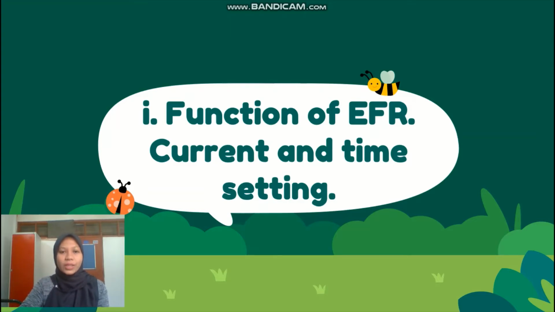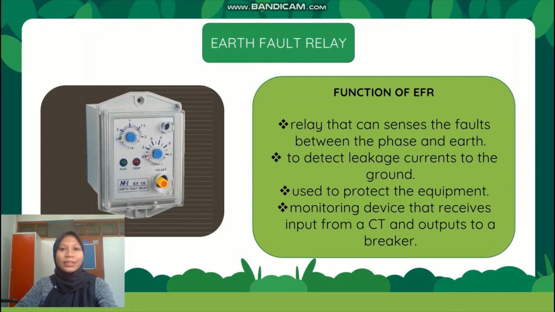Okay, so for question number 1, the question is: the function of EFR, current and time setting. This is the figure of the earth fault relay, a type of relay that can sense faults between the phase and earth. An EFR's primary function is to detect leakage currents to the ground. These relays have the ability to detect higher fault currents. Thus, EFR is used to protect the equipment.